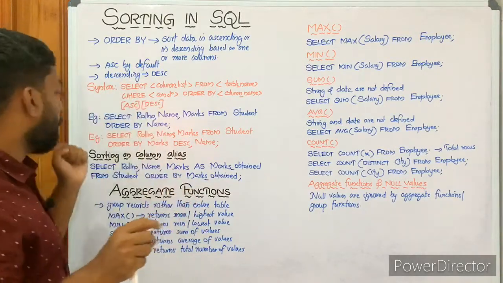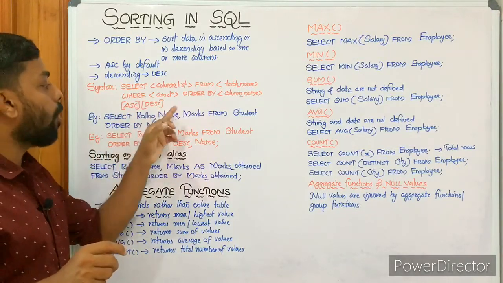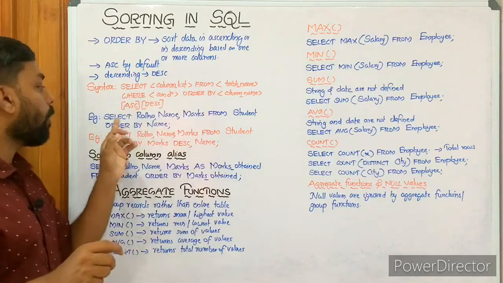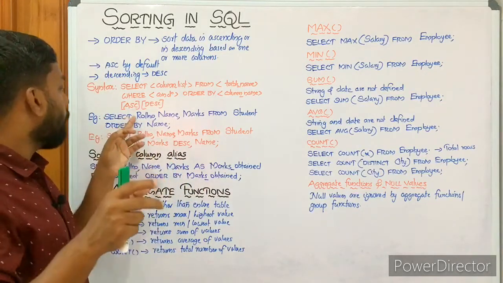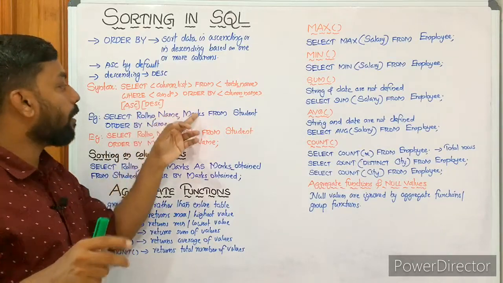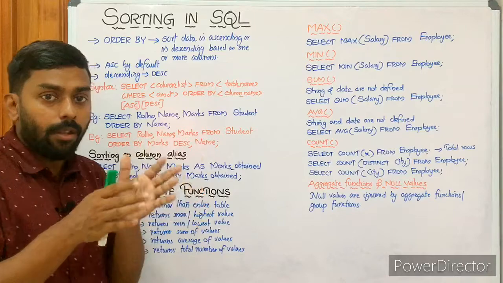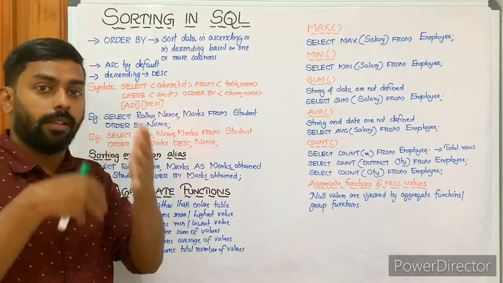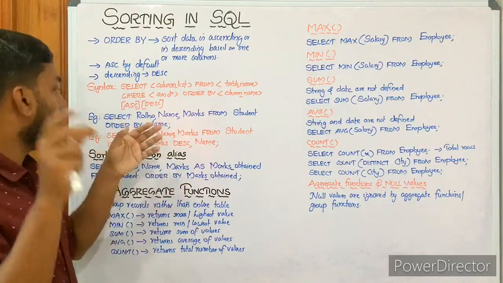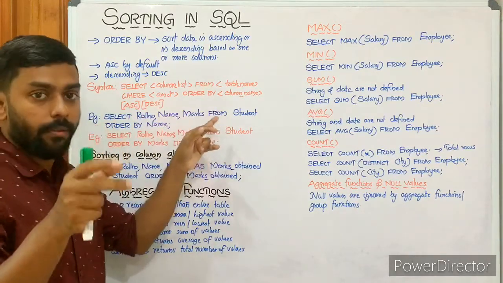Here we have two examples. The first one: SELECT roll number, name, marks FROM student ORDER BY name. What will be the result? It displays roll number, name and marks of students. Actually, we'll have an original table with some irregularities, of course. It displays data in the order we entered. So it displays roll number, name and marks of students from the student table.